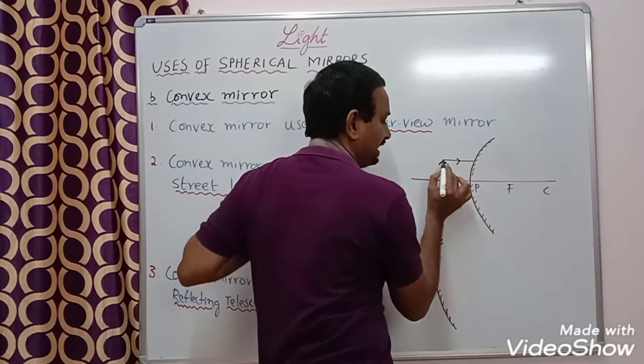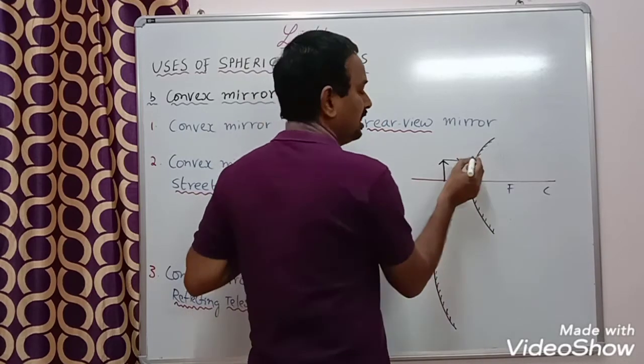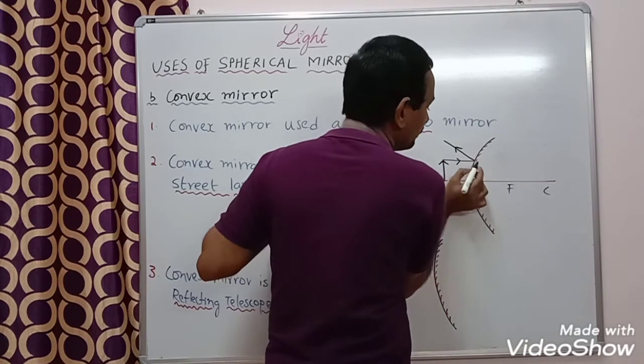First one, light ray is passing parallel to the principal axis of a convex mirror. After reflection, appears to come from principal focus.